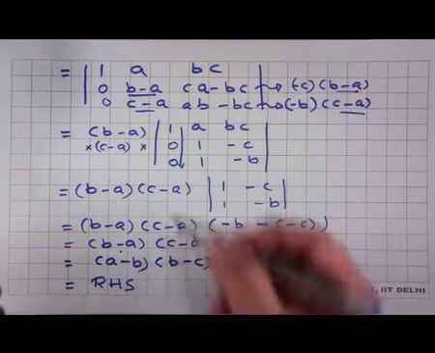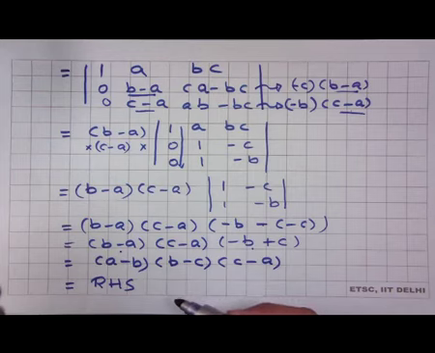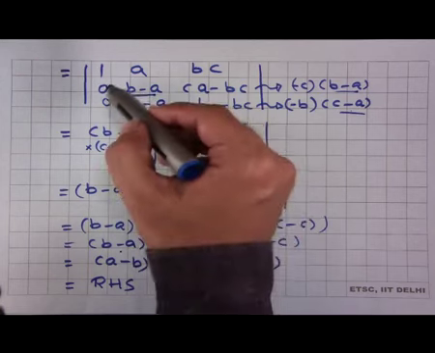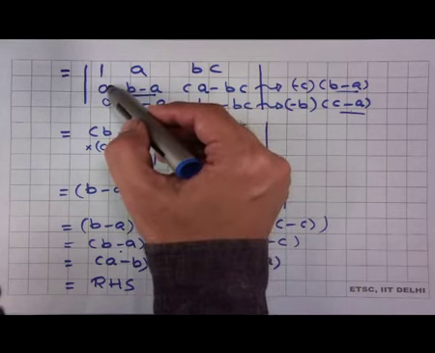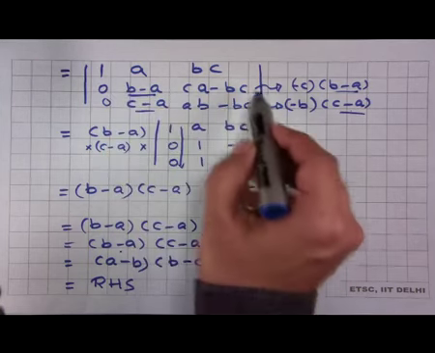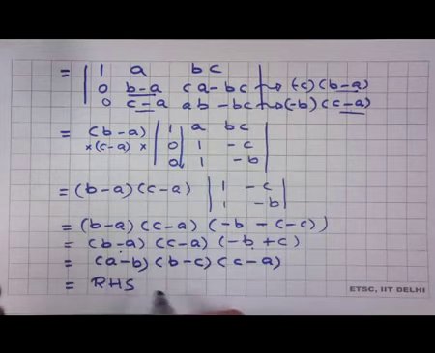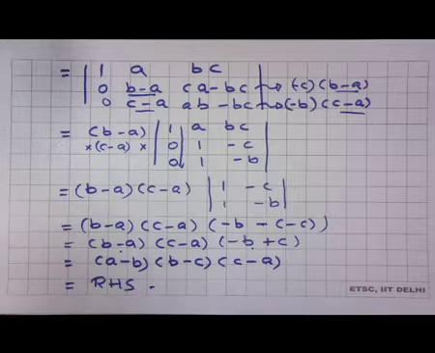So now through a sequence of operations primarily based on these two properties, where we have first replaced the entries here with 0, and second taken out these constant terms, we have been able to show that the left hand side is equal to the right hand side. So that completes this example.